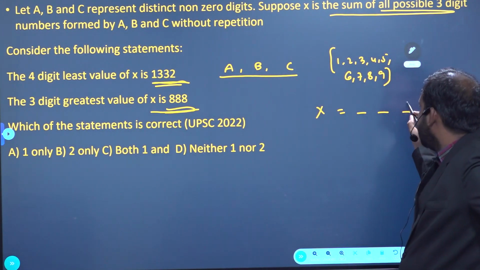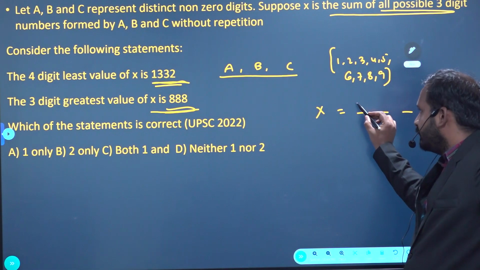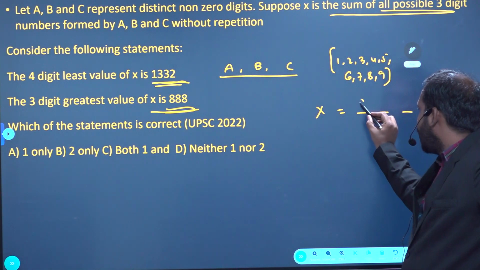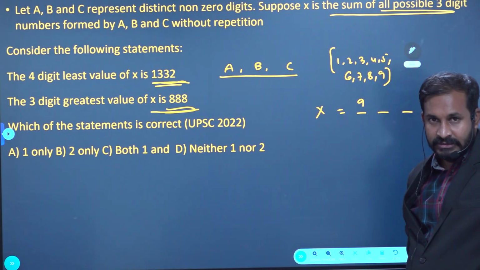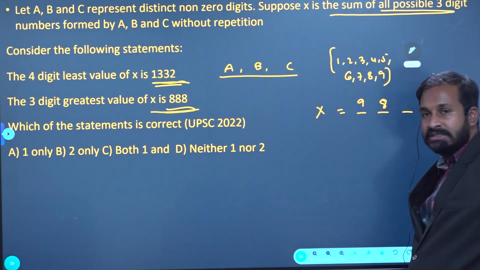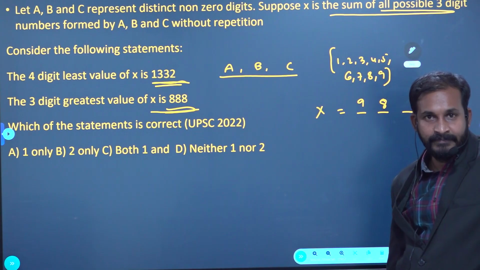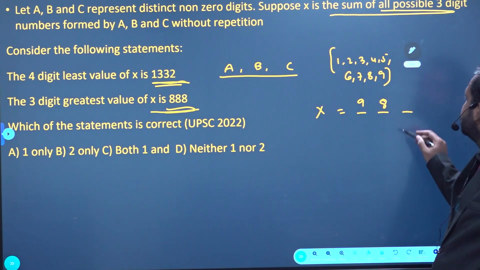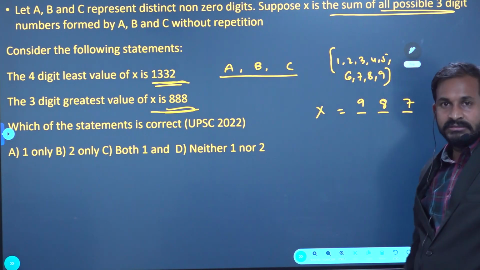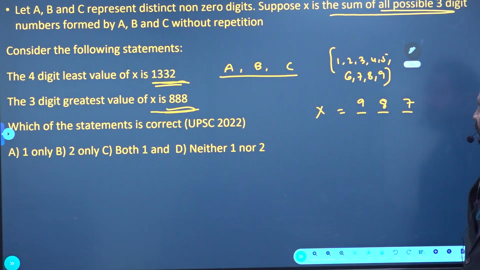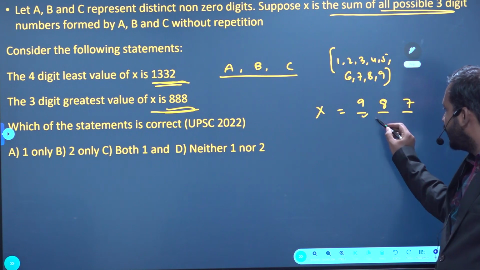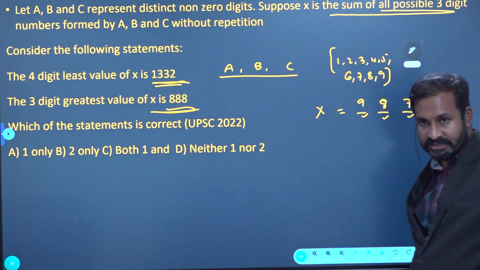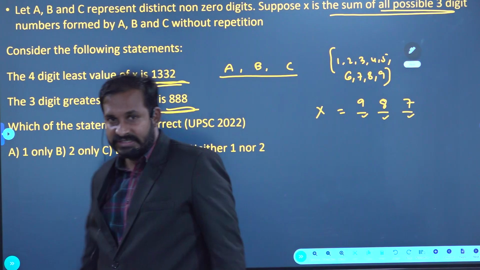For example, for A, how many chances? I will have all the 9 chances. When it comes to B, how many chances will I have? 8 chances. When it comes to C, how many chances will I have here? 7 chances. Am I correct or not? Why? Because A, B, C are distinct numbers. So I will have 9, 8 and 7 chances for us.